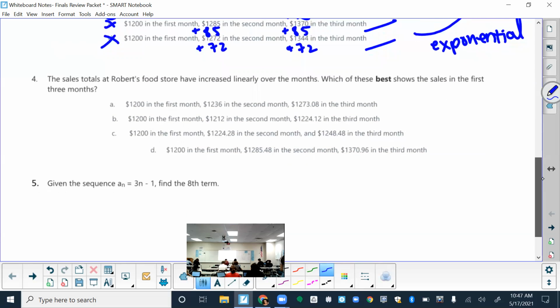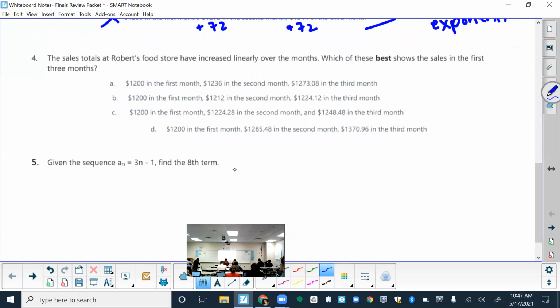So given the sequence a sub n equals 3n minus 1, find the 8th term. So this one already gives you the equation to use, and it's saying find the 8th term. So this n stands for whatever term they tell you to find, you're going to plug in the 8th there. So if they want me to find the 8th term, I just plug in 8 anytime I see an n.